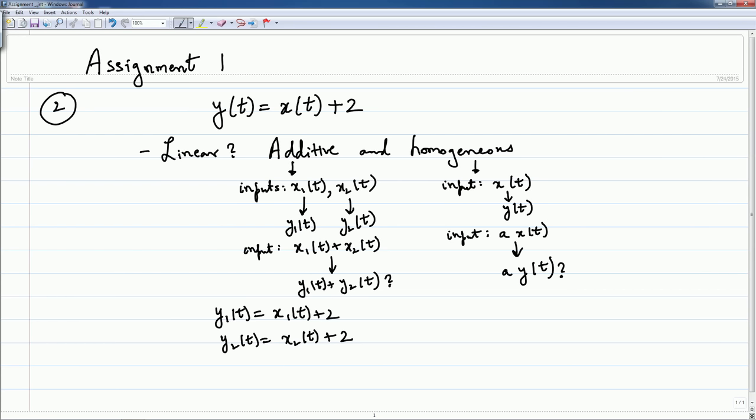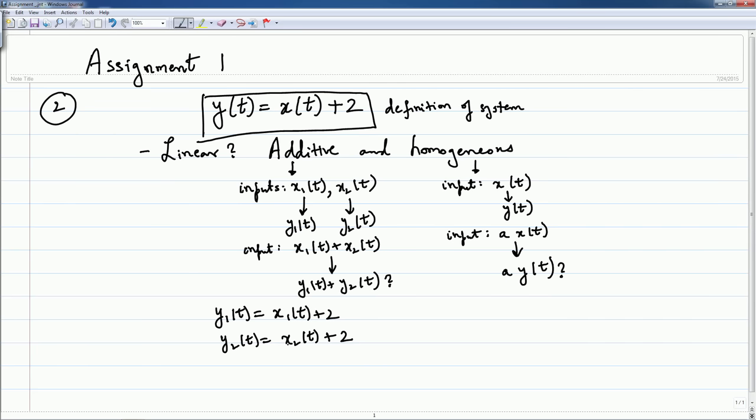I have to see if the input is x1 of t plus x2 of t, will I get the output as y1 of t plus y2 of t. Now, this input output relationship is the definition of the system. I have to use the definition to figure out what the output would be. That is what I have done here for y1 of t and y2 of t.